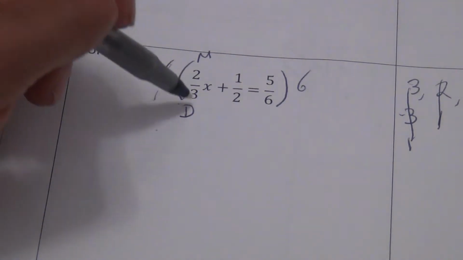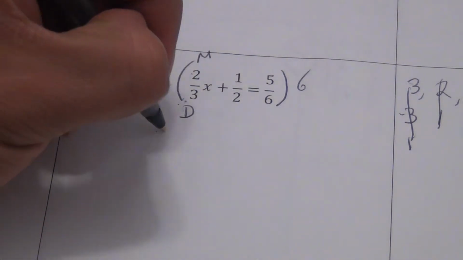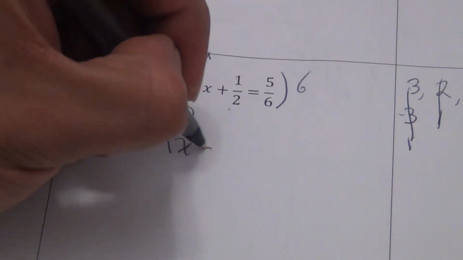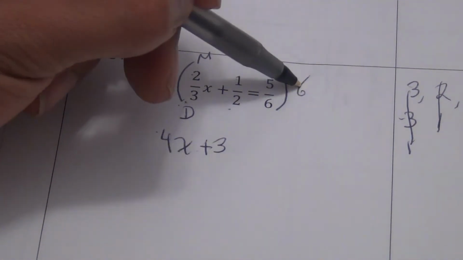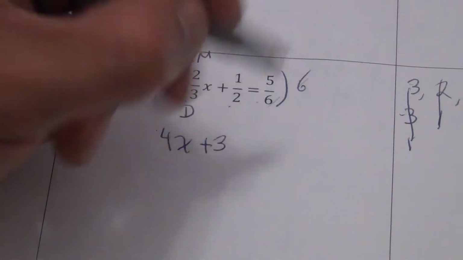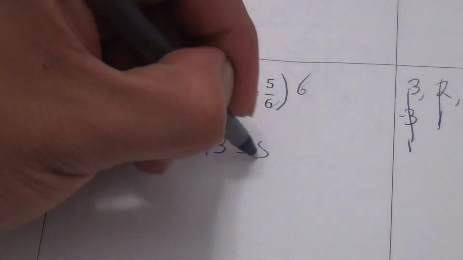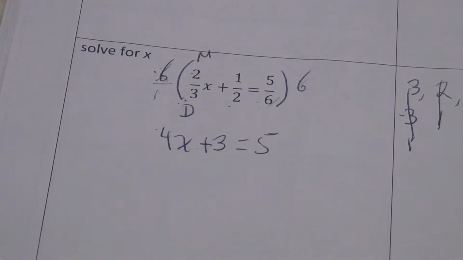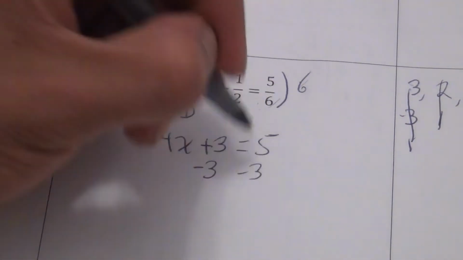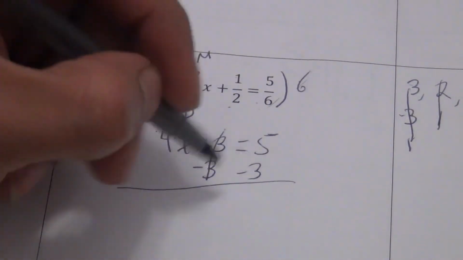So look, 6 divided by 3 is 2, times 2, 4. 6 divided by 2 is 3, times 1, 3. 6 divided by 6 is 1, they cancel out, so times 5 is 5. See that? Easy, right? Now it turns into a simple equation. Additive inverse, because I don't have variables on both sides, I don't have like terms.